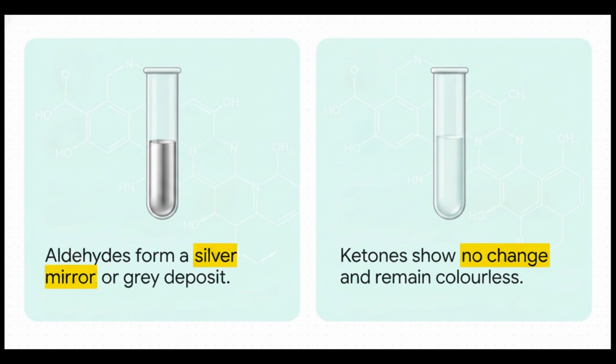Sometimes it might look more like a gray or black deposit of metallic silver instead of a perfect mirror, but both of those mean a positive test. On the flip side, if your compound is a ketone, negative result. Absolutely no visible change occurs.